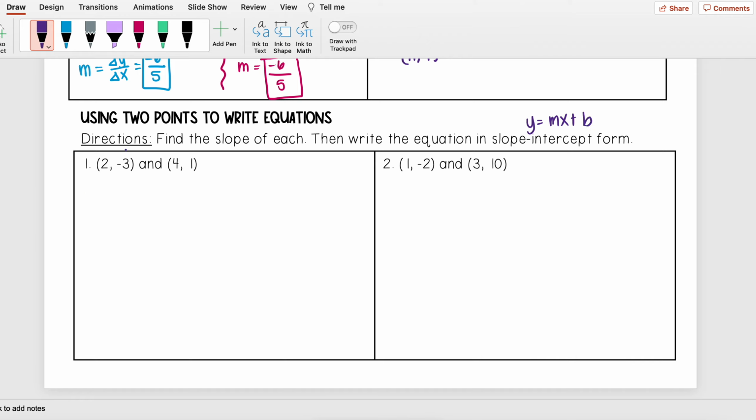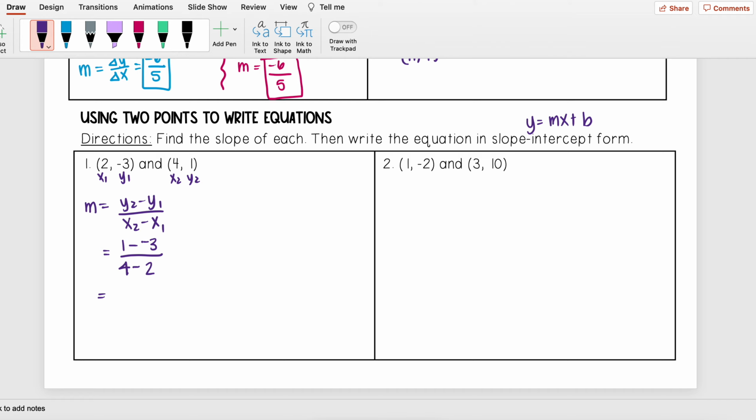So I'm going to go ahead and go through finding the slope first. I'll go ahead and use the slope formula for this one. So my slope formula tells me that m is equal to y2 minus y1 over x2 minus x1. y2 I have labeled as 1 minus y1, which is -3, over x2, which is 4, minus x1, which is 2.